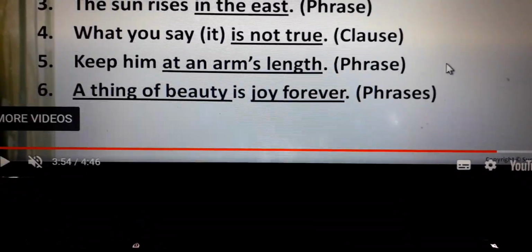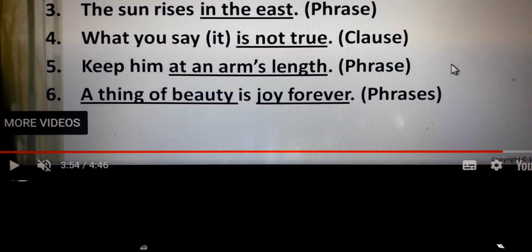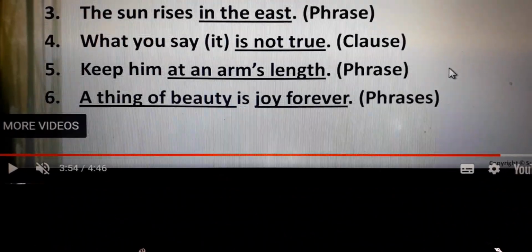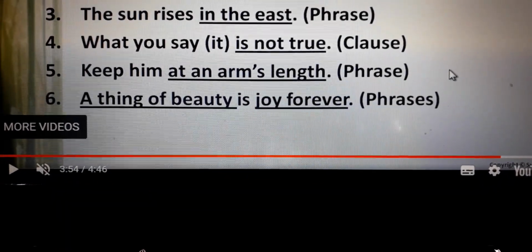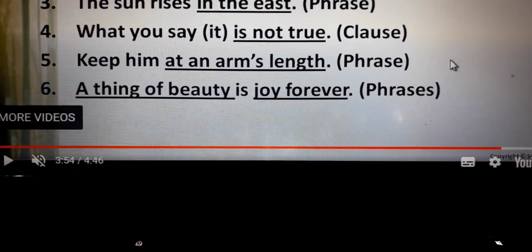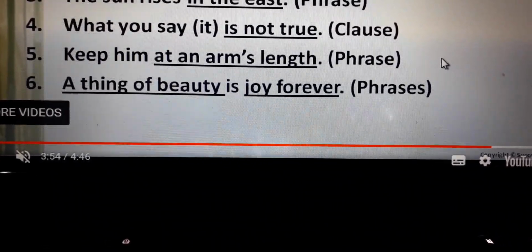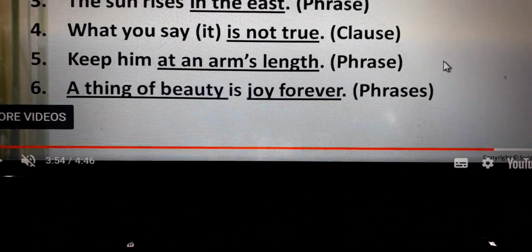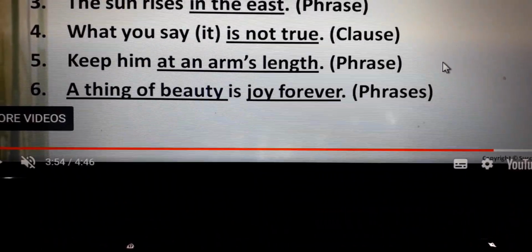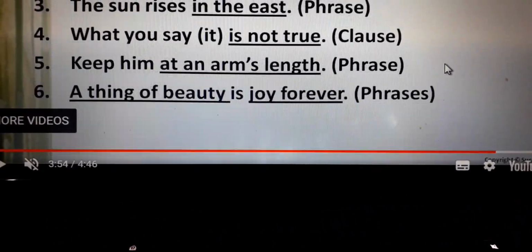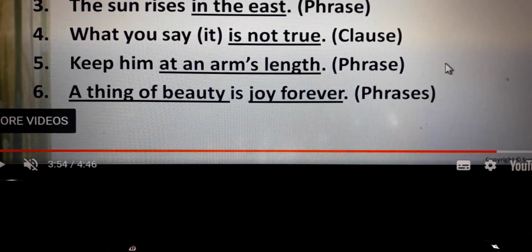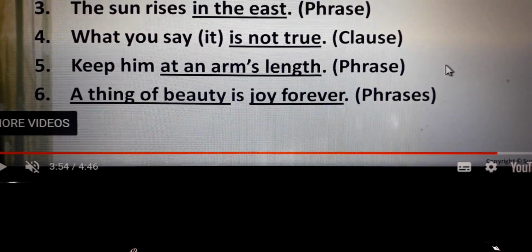"Keep him at an arm's length." "At an arm's length" is a phrase here because there is no subject and no verb. Sixth example, "A thing of beauty is a joy forever." "A thing of beauty" is a phrase here because no subject, no verb. "Joy forever" is also a phrase here.